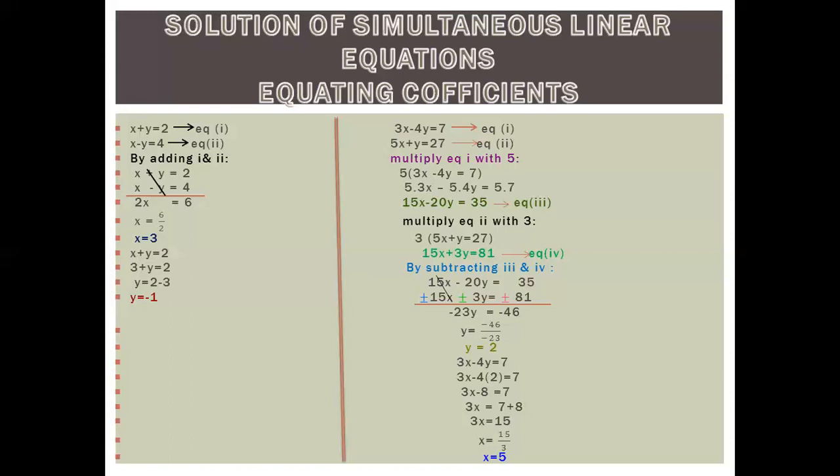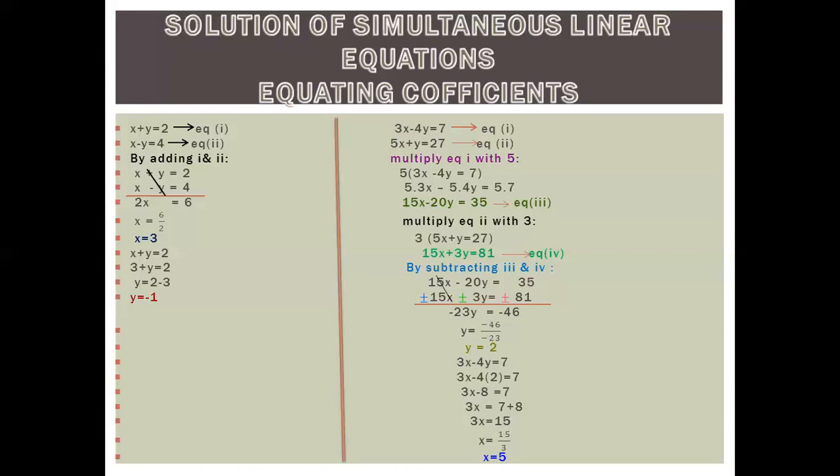We have only one variable left, 2x. We can easily calculate the value of x from this equation. 2x is equal to 6. 2 is multiplied here, and when we shift it to the other side of the equation, 6 will be divided by 2 and we get the value of x, 3. x is equal to 3.